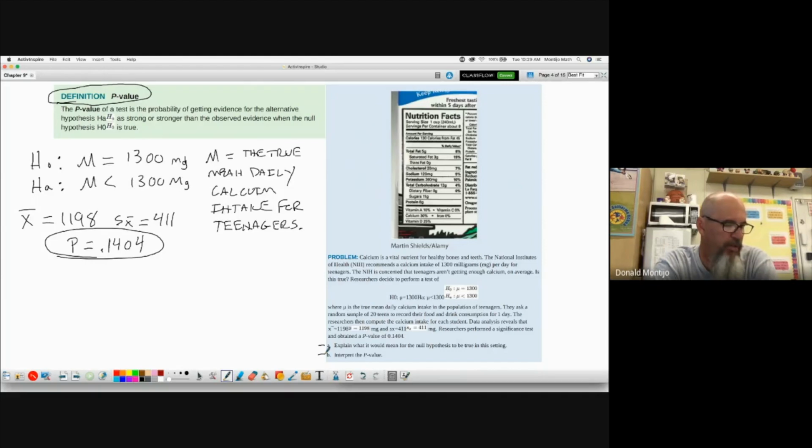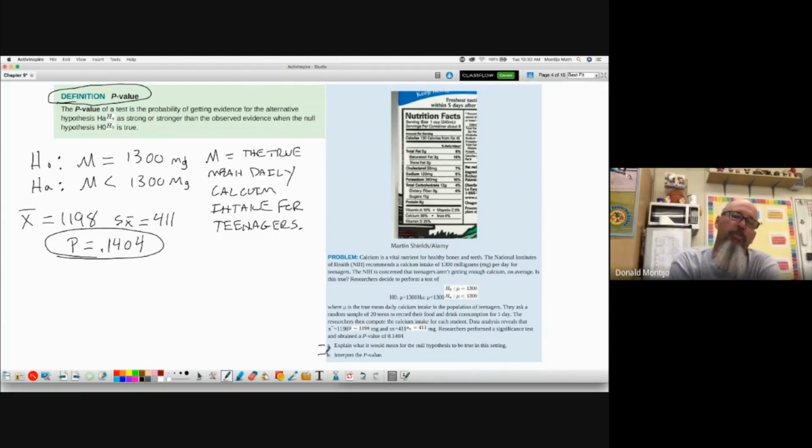If mu equals 1300, then the true mean daily calcium intake for teenagers in the US would be 1,300. So part A, that's what it would mean. Explain what it would mean for the null to be true. If the null was true, then teenagers in the United States really did on average take in 1,300 milligrams of calcium per day. Okay. Interpret the p-value.